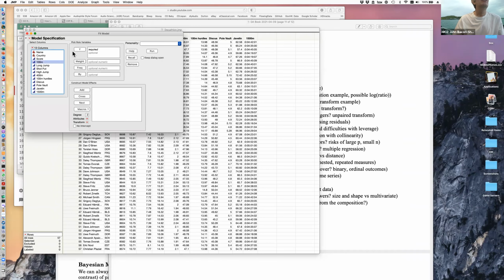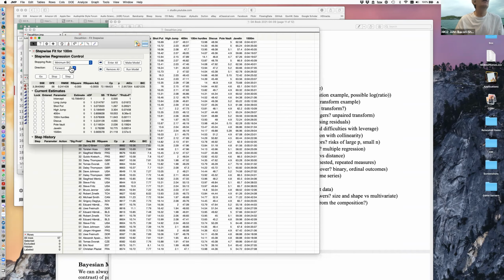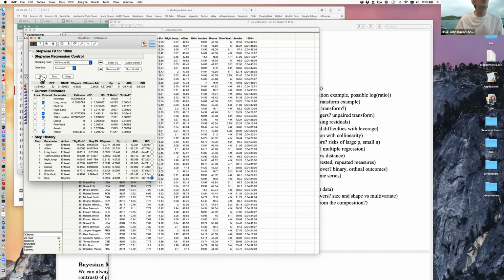So we can actually start this just to see how well it does. So predicting the 100 meters from all the others. And perhaps we'll try the stepwise just to start with. So we'll try the BIC and see what it comes up with. So the BIC indeed comes up with 4. It has long jump, 100 meters hurdles, 400 meters, and 1500 meters.